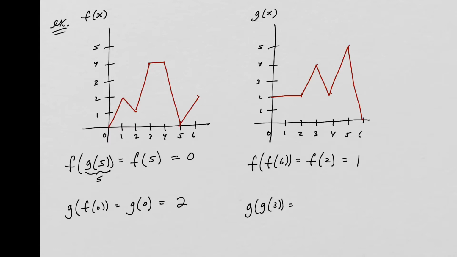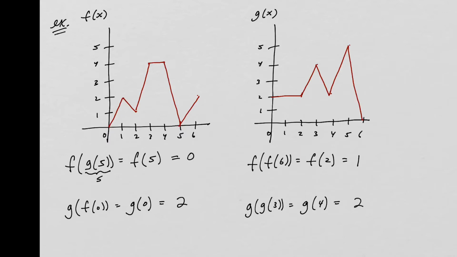And then g of g of 3. So I go to my g function, it's the inside function. At 3, if the input's 3, the output is 4. So this is the same as g of 4. Then I go back to the g function, right? And if the input is 4, the output is 2. So this is equal to 2.